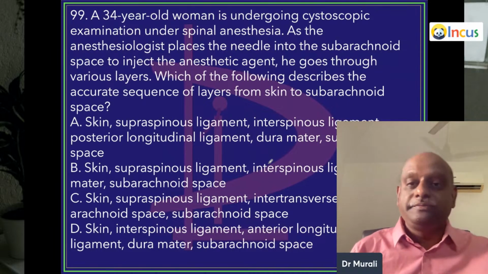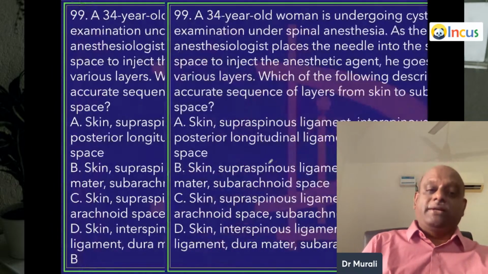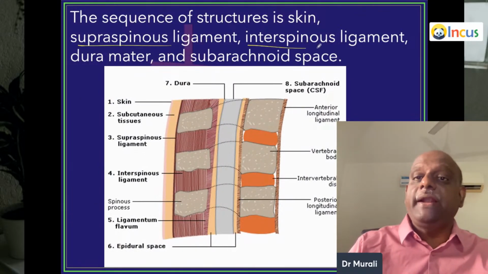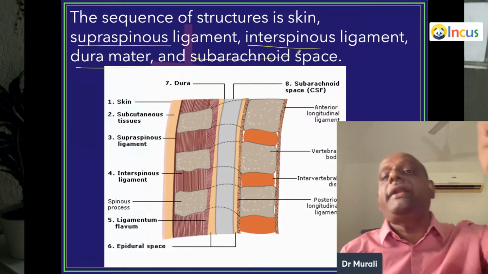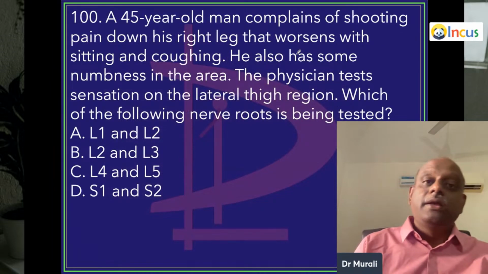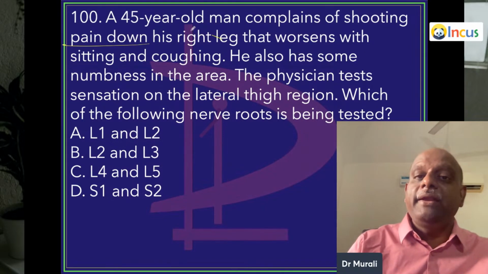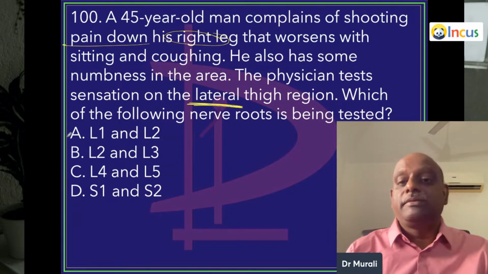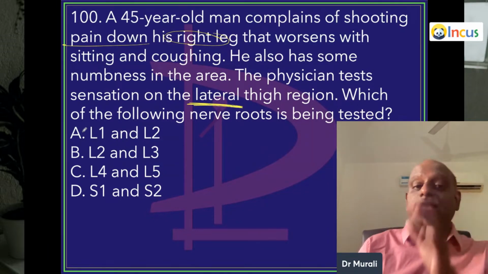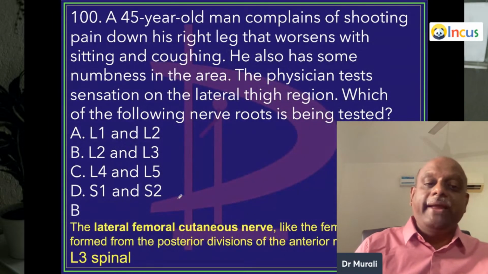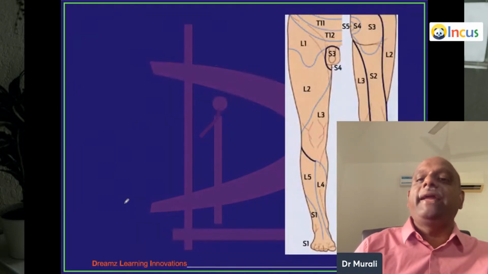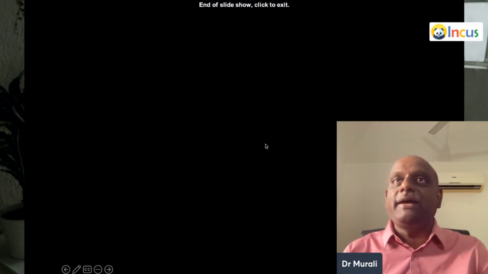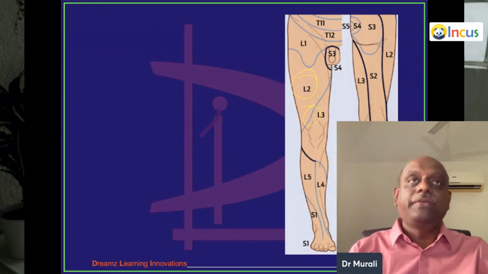So when you are doing a lumbar puncture, how does your needle pass, doctor? Skin, supraspinous ligament, interspinous ligament, dura mater, then you enter into the subarachnoid space. 45-year-old, shooting pain in the lateral thigh. Typically, lateral thigh is supplied by what? It is supplied by L2 and L3. L2 and L3 areas are the ones which supply the lateral thigh, is what you need to understand.